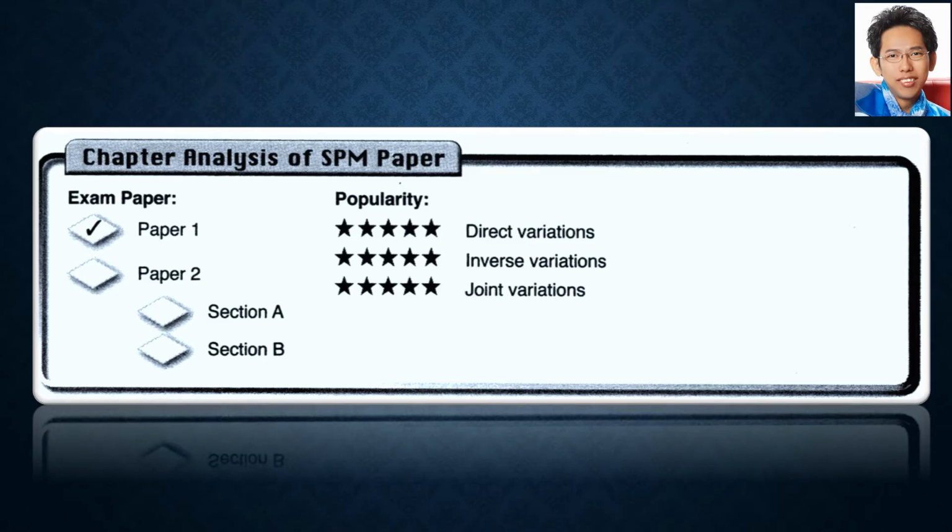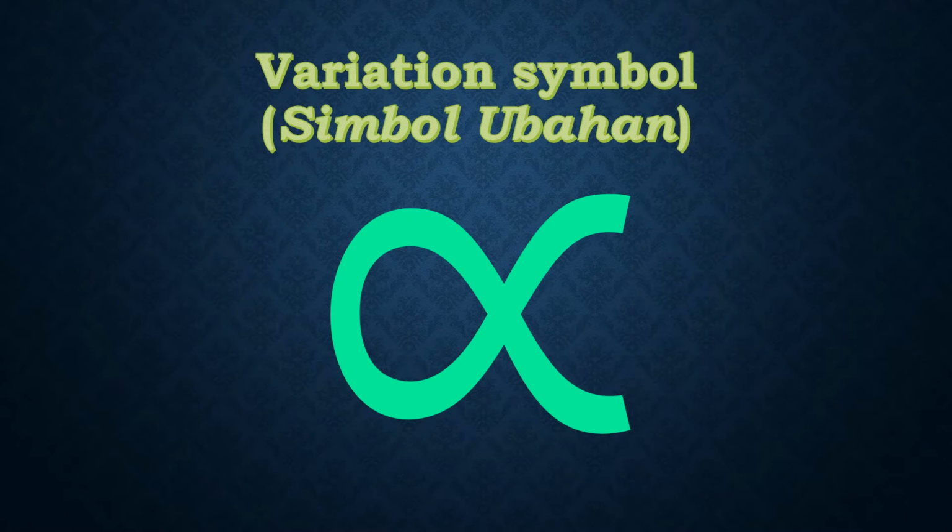So this chapter in SPM we only have questions in paper 1. Actually we have three parts of the topics, which is direct variations, inverse variations, and joint variations. Yaitu ubahan untuk tajuk ini hanya ada soalan dalam kertas satu dalam SPM saja. Okay, so this is a simple of variations. Okay, ini simple dia. Okay, simple untuk ubahan.